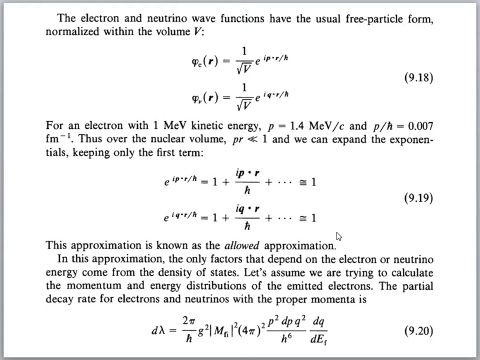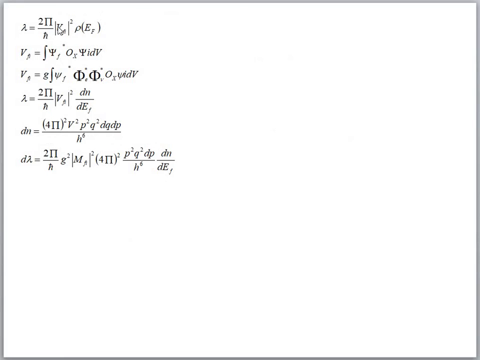So we can write d lambda as 2 pi by h cut into g square M fi square, 4 pi p square dp q square dq divided by h raised to 6 into dn by dE f. I will explain this. Okay, so this is the explanation.